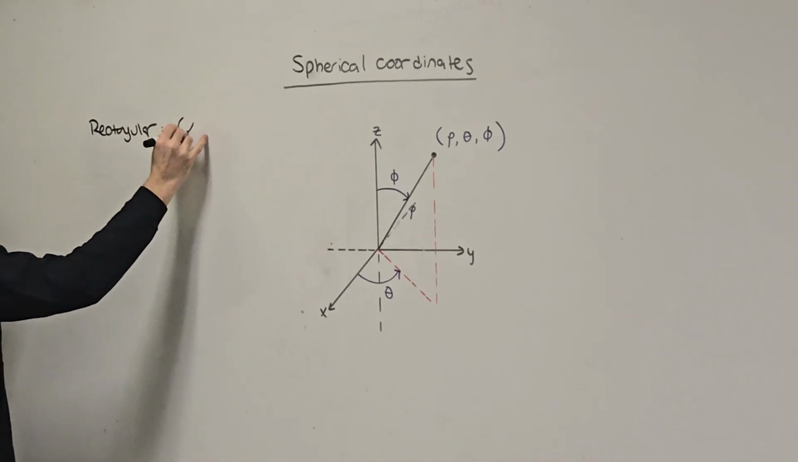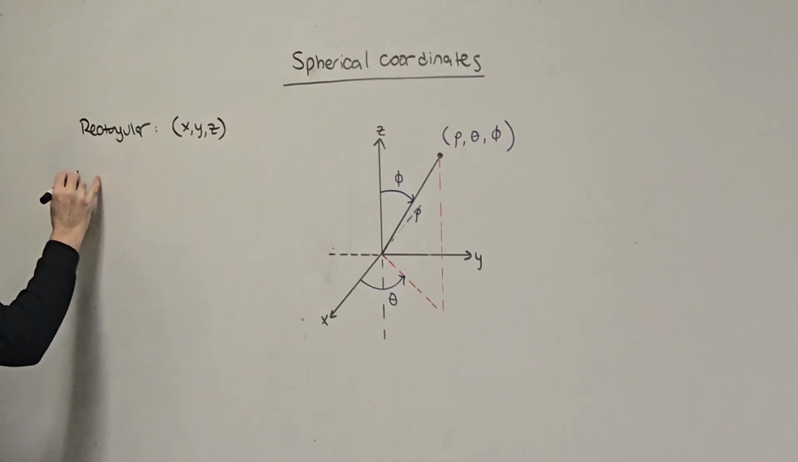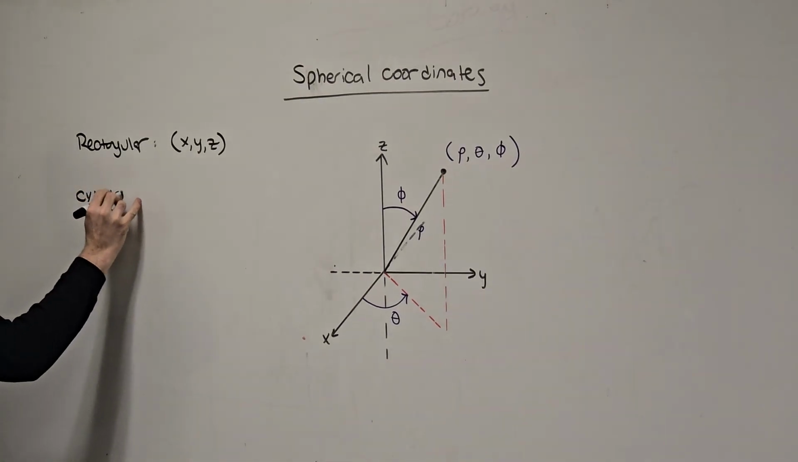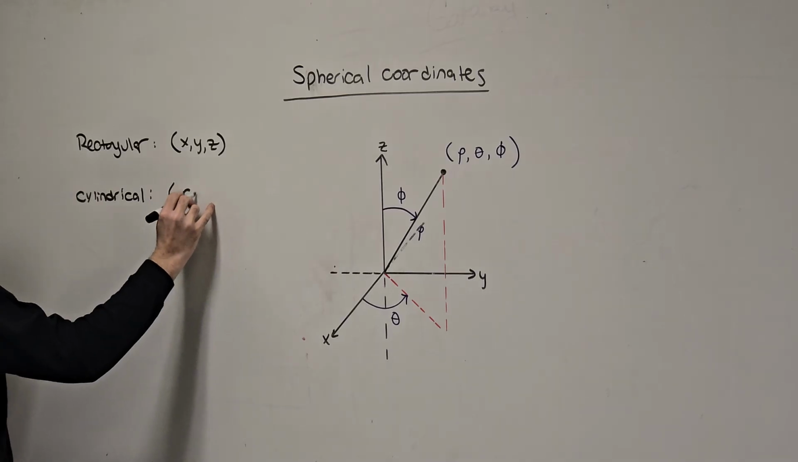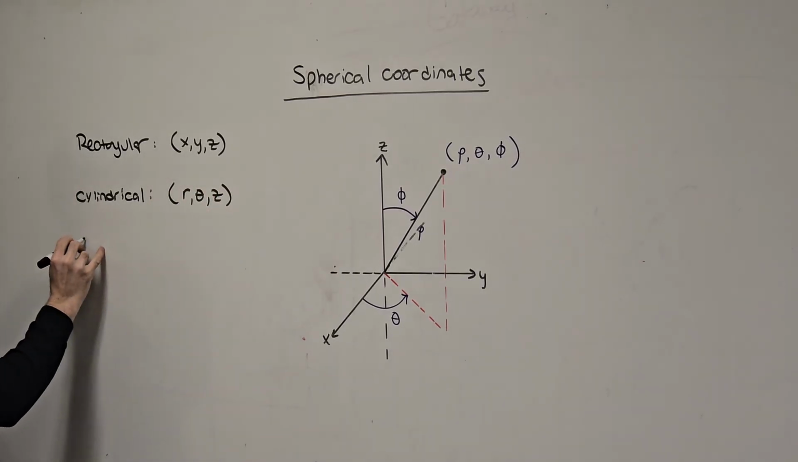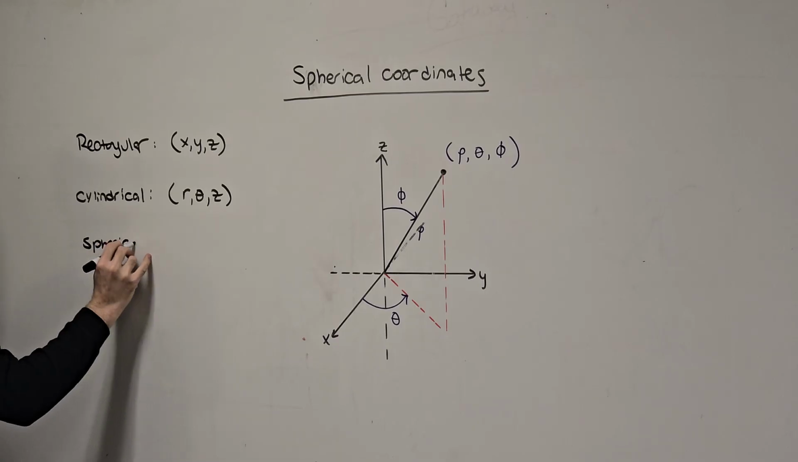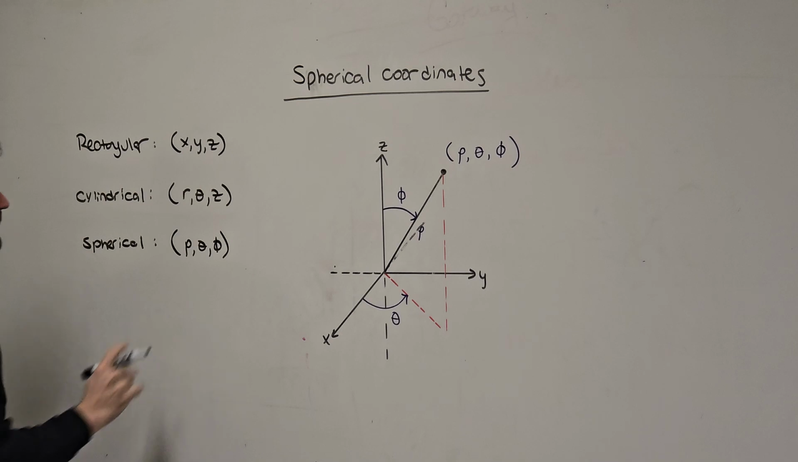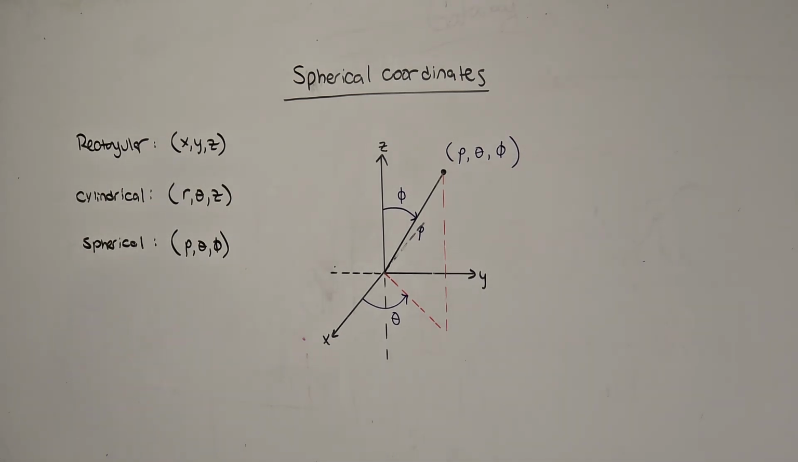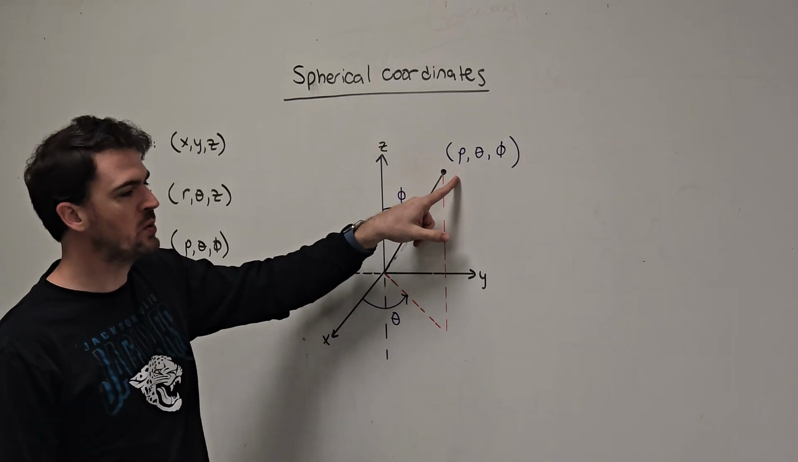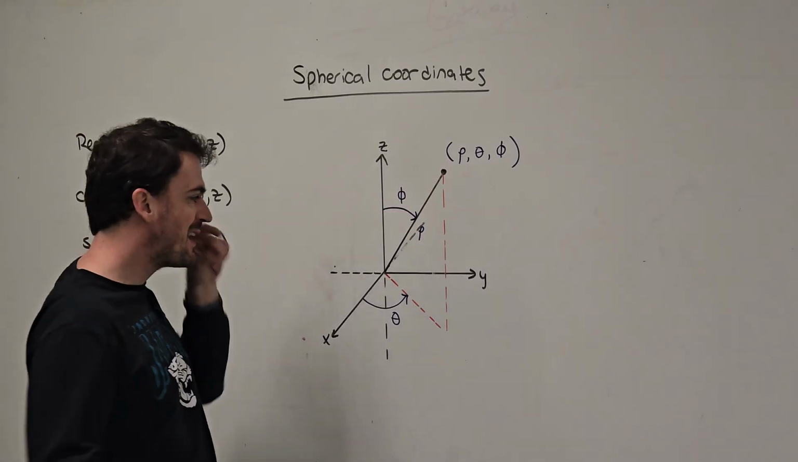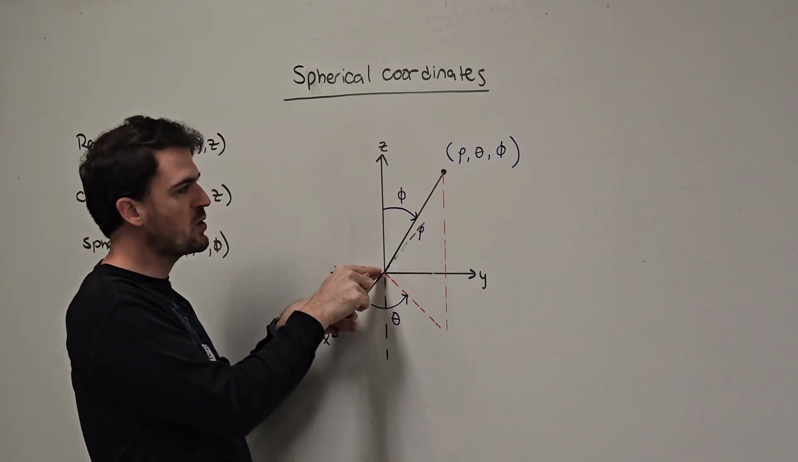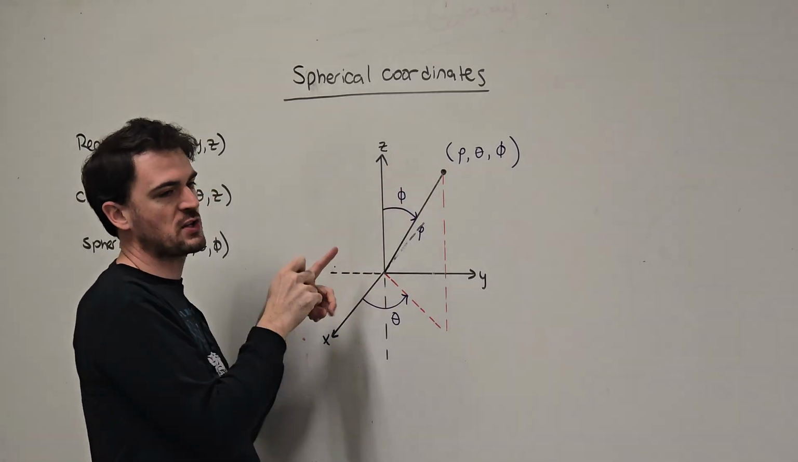So just remember, rectangular, you have x, comma, y, comma, z. Cylindrical, you have r, comma, theta, comma, z. And now our new one is spherical. You have rho, comma, theta, comma, phi. So our first coordinate, rho, is defined as the distance from the origin out to the point that we're interested in.